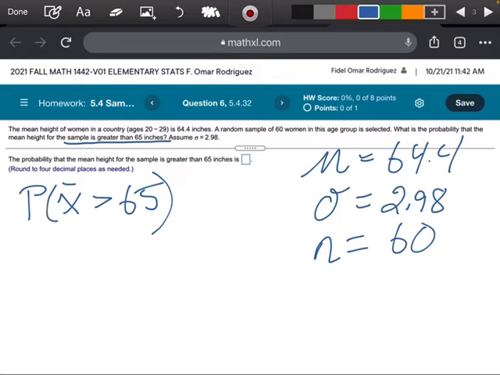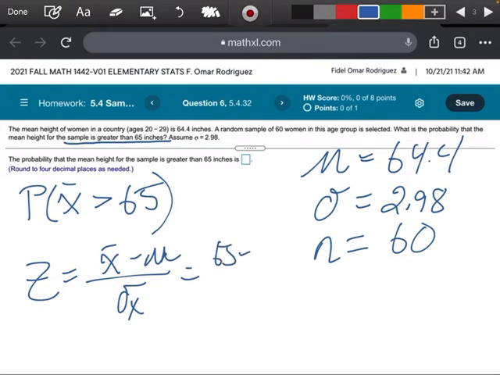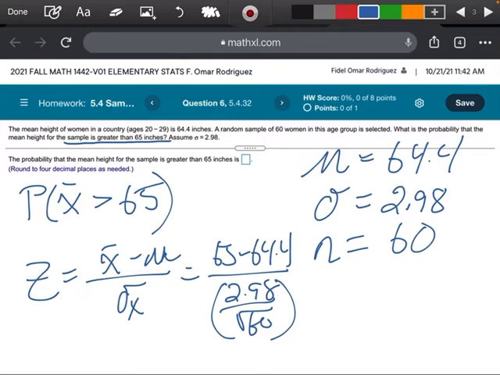Remember, the first thing I need to do is convert this to a z-score. Because I'm dealing with a random sample of 60 women, we find that z-score by taking x bar, minus mu, divided by sigma x. My x bar in this case is 65, minus 64.4, over, now remember the way we find sigma x, it's sigma, which is 2.98, divided by the square root of 60.